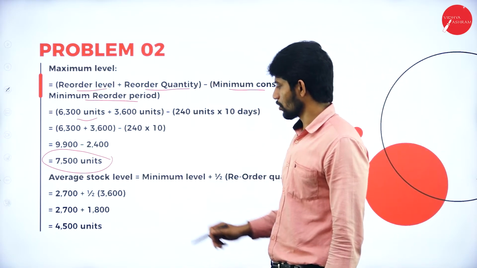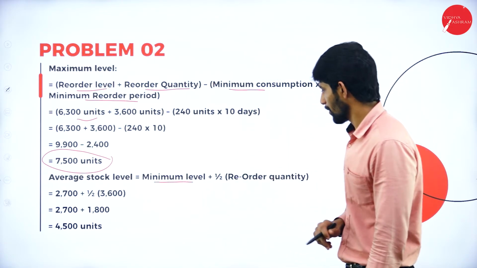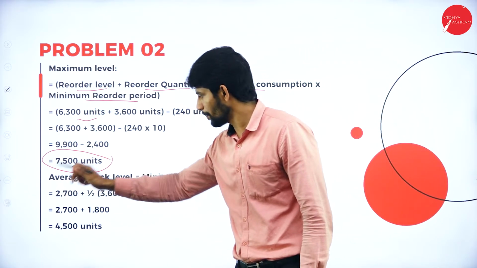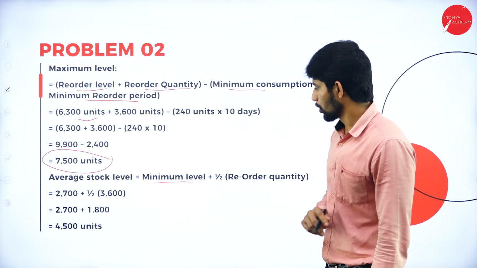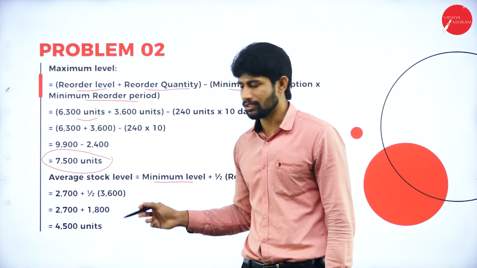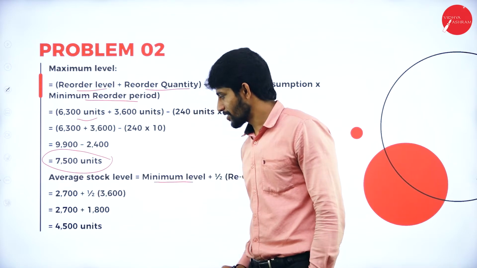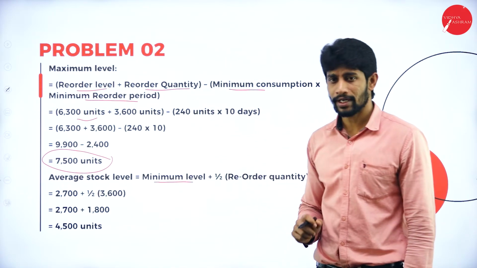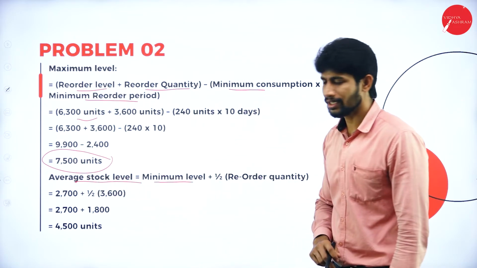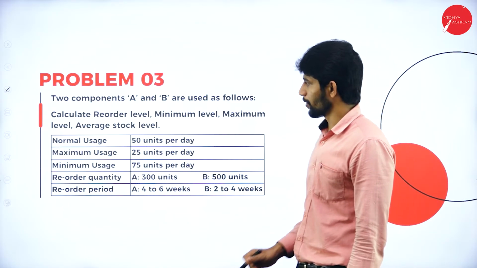Next, average stock level. That is minimum level plus half of reorder quantity. What is the minimum level given in the problem? 2,700, plus reorder quantity, how much? 3,600. Half of that, 2,700 plus 1,800. Totally you will get 4,500 units. That is called average stock level. So moving to the next problem.